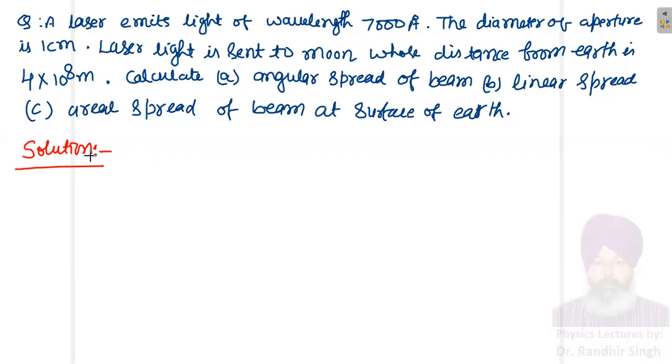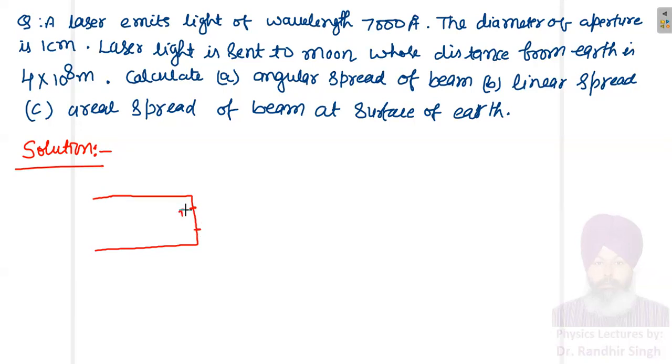Cycle that we will be doing in this part. A laser beam emits light of wavelength 7000 angstrom. The diameter of the aperture is 1 centimeter. Suppose this is the laser and light is coming out from its aperture. Let us say this part is the aperture. The opening is called the aperture.